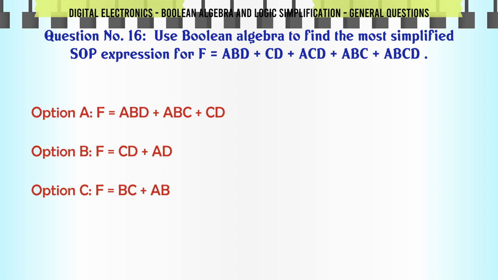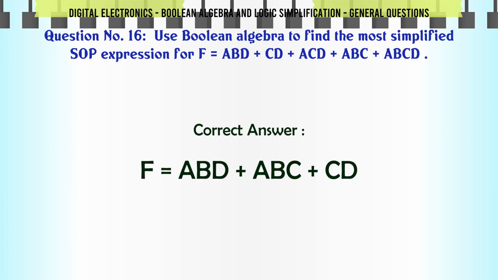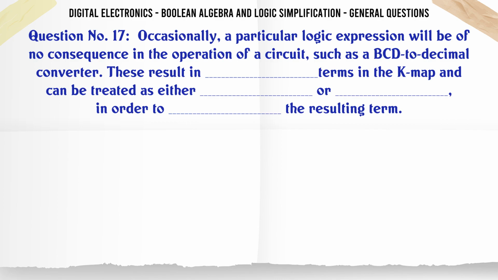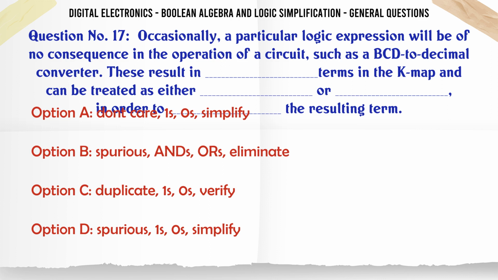Use Boolean algebra to find the most simplified SOP expression for F equals ABD, CD, ACD, ABC, ABCD. A: F equals ABD, ABC, CD. B: F equals CD, AD. C: F equals BC, AB. D: F equals AC, AD. The correct answer is F equals ABD, ABC, CD.